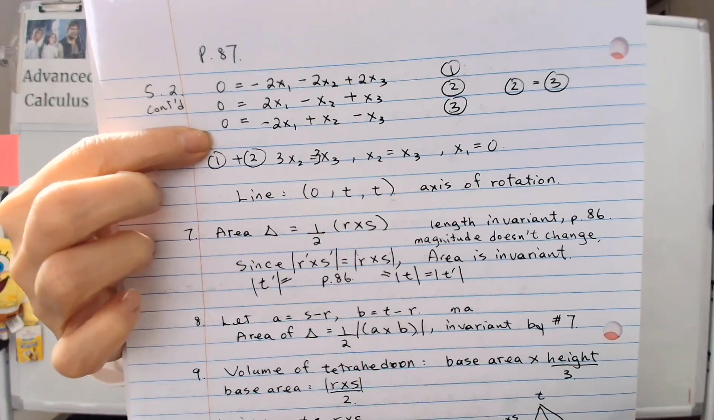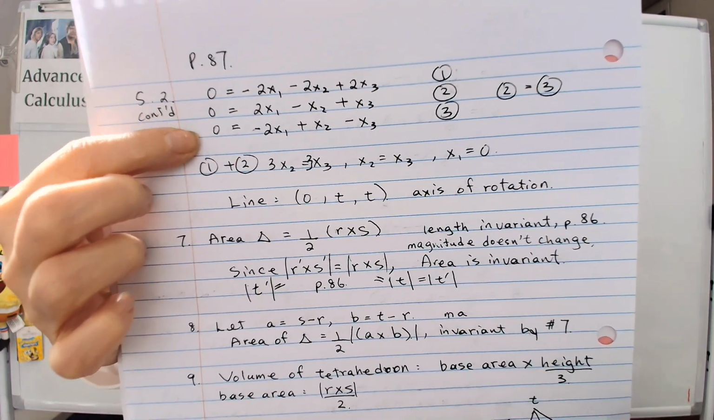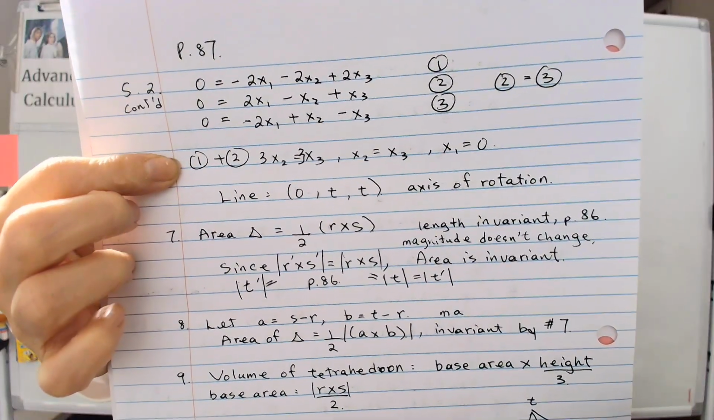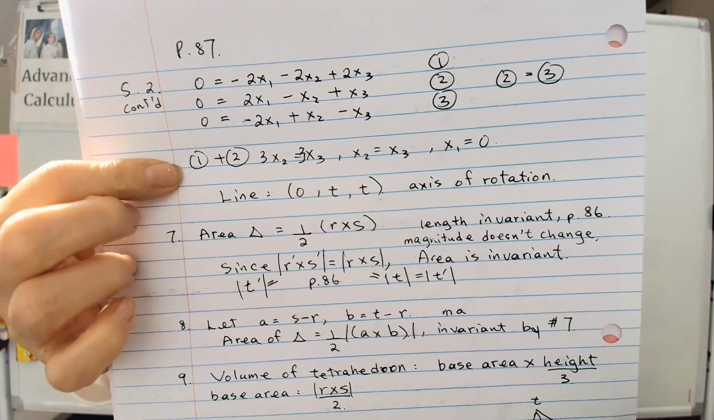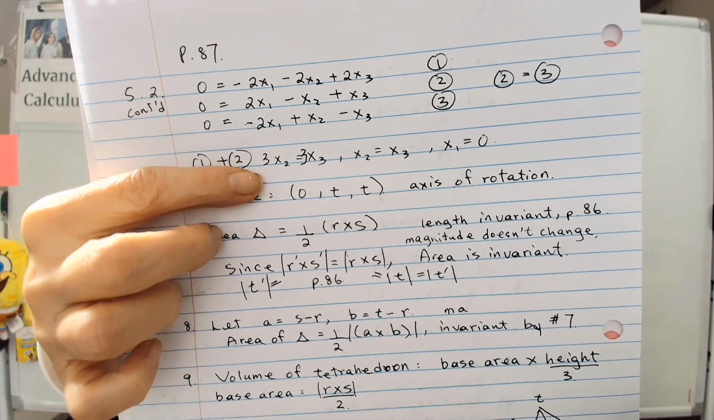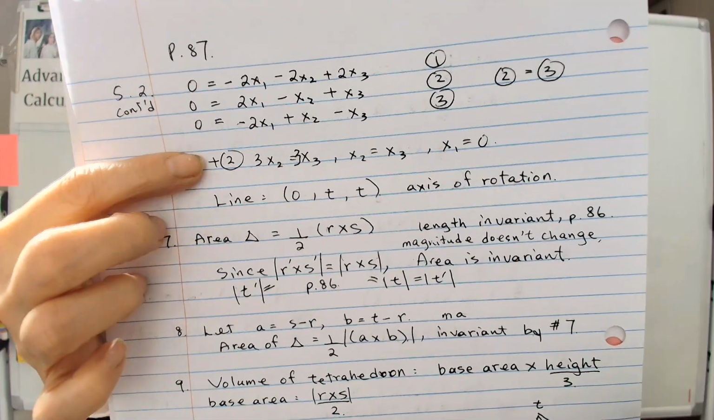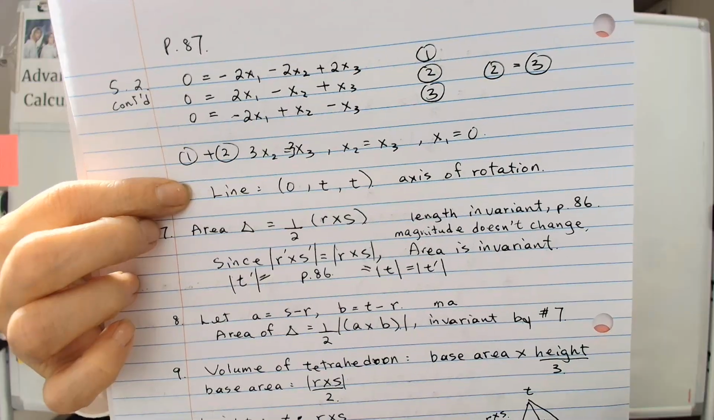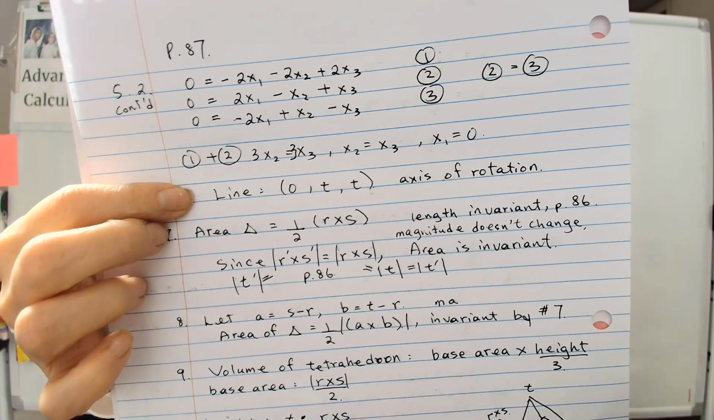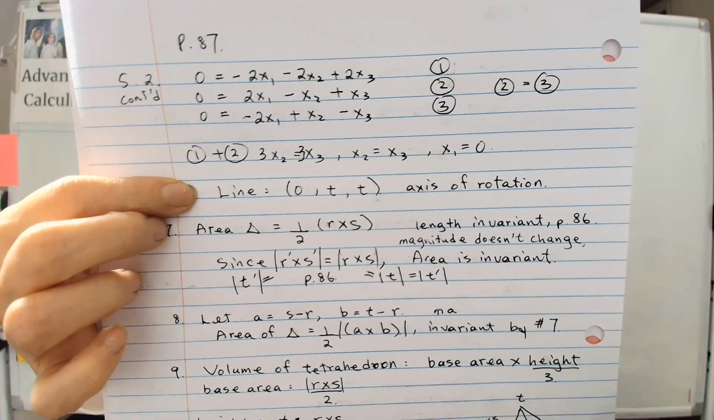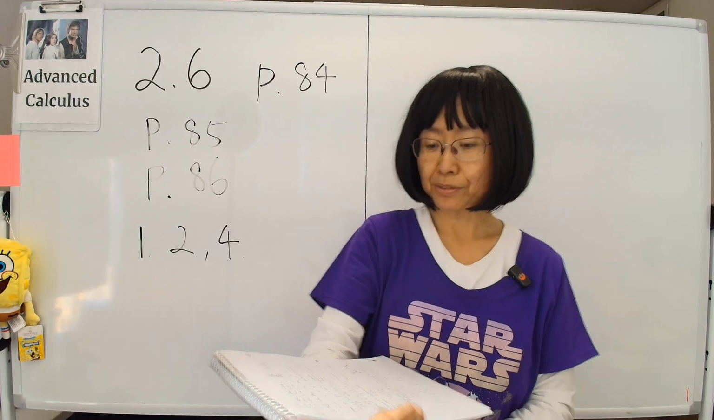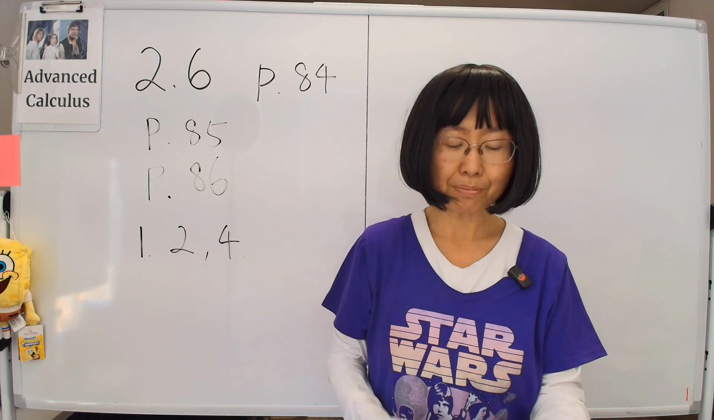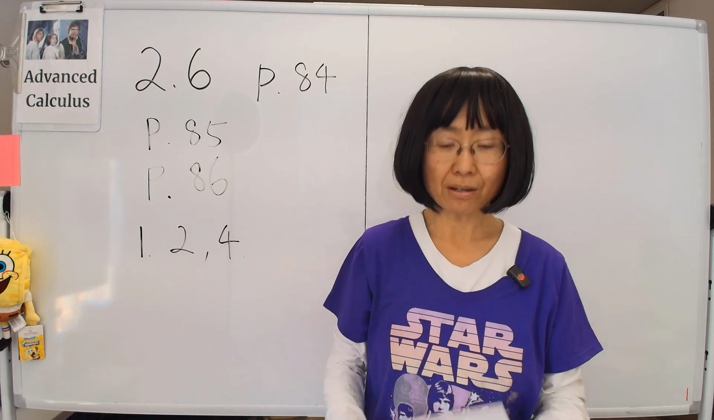So we got these 3 equations, and you notice equation 2 and equation 3 are the same equation. Okay, so we only have 2 equations to work with, and by the time you do 1 plus 2 or something, you quickly figure out that x2 equals x3 and x1 equals 0, which describes a line. We'll call x2 equal to t, then x3 is also t, and x1 is just 0. So the line (0, t, t) is the axis of rotation for the equations in problem 2. And that's that.